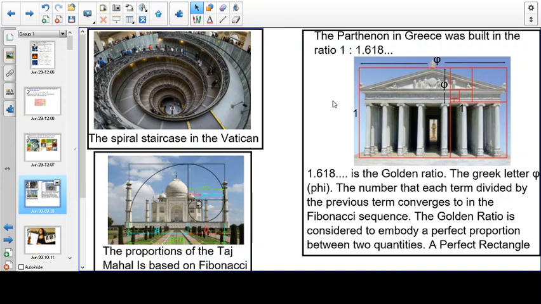So that's the picture of the Parthenon in Greece. The proportions of that are in the golden ratio. The Taj Mahal in India, the proportions of that are in the golden ratio. So it appears in nature, postcards are often in the golden ratio. It is supposed to be the most aesthetically pleasing rectangle.